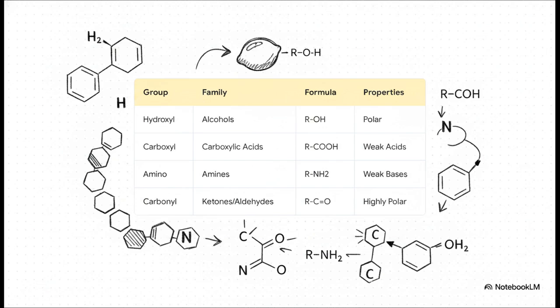literally the very foundation of the amino acids that build the proteins inside your body right now. Finally, the carbonyl group, which is a carbon double bonded to an oxygen, brings intense polarity to ketones and aldehydes. The carbon skeleton is just the vehicle, but these functional groups, they're the ones driving.